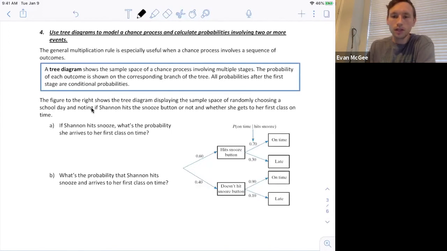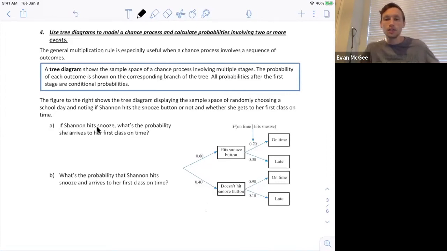So let's look at just a quick example or visual of a tree diagram. We've got Shannon who has two events. She either hits the snooze button or she doesn't, and she either gets to her first class on time or she does not. So it's a sequence because first she's going to hit snooze or she's not going to hit snooze. Then she's either going to be on time or late, whether she hits snooze or if she doesn't hit snooze and she's on time or she's late. So we'll come across a problem where they'll give us these probabilities and we're asked to make this, but I wanted to give you a visual first.